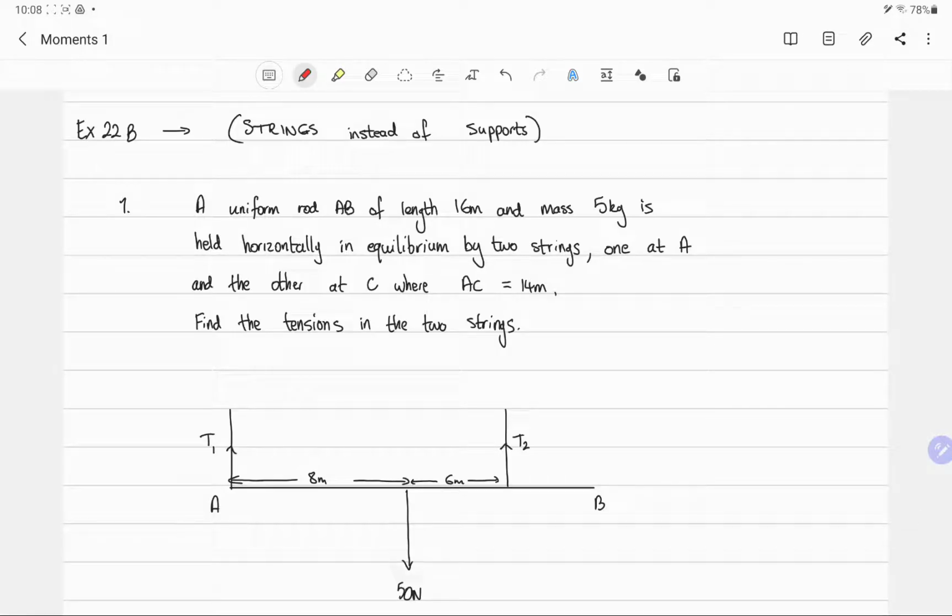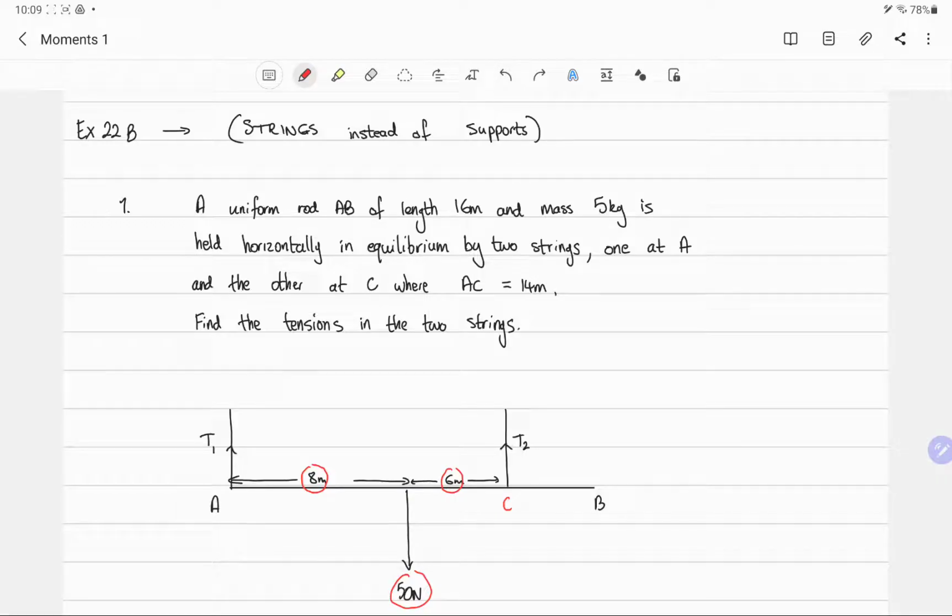So as before, you just draw a horizontal line AB, and because it is 16 meters and it's uniform and it has a mass of 5 kilograms, we have 50 newtons acting downwards, exactly halfway along, and halfway along is 8 meters. So that's how I get that distance. It says that it is held horizontally in equilibrium by 2 strings, one at A. So we have a string here at A, and we also have another string at C, so I should have a C in here. That says AC is 14 meters. So that's where I get this 6 from, because A to C has to be 14 meters.